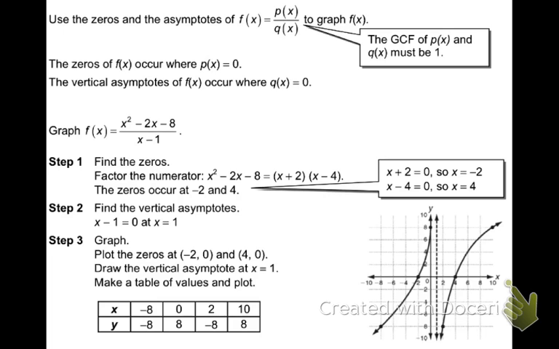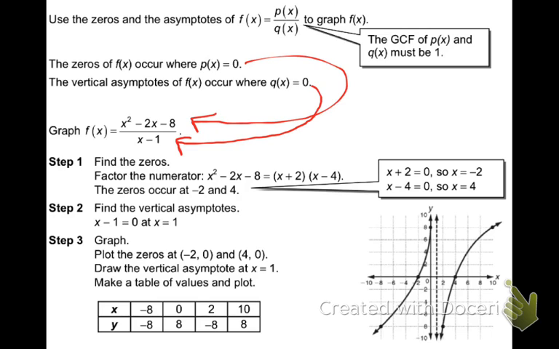All right, the last thing we're going to talk about is using the zeros and the asymptotes to graph. When we have multiple functions here, we get some different types of graphs. The zeros of f of x occur where p of x equals 0. So we find the zeros of my numerator, and my vertical asymptotes are still what's in my denominator.